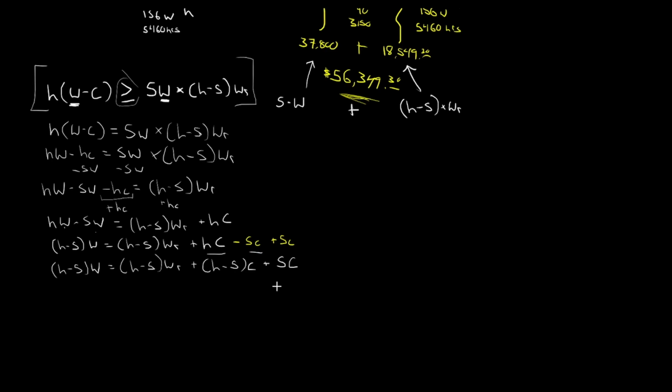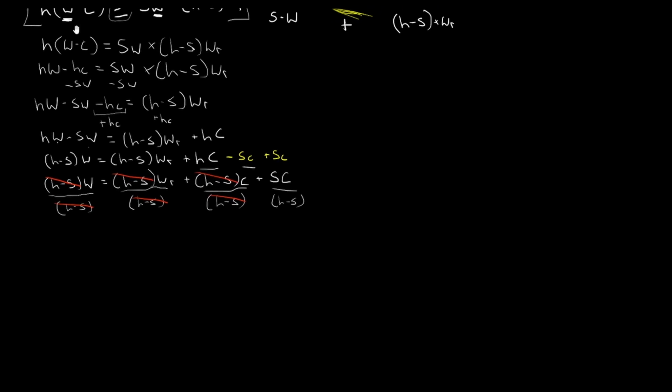Awesome. Okay, so last thing, let's get that W by itself. So let's divide everything by H minus S, H minus S, H minus S, and H minus S. What you hopefully see is that in a lot of these, this all just cancels out.